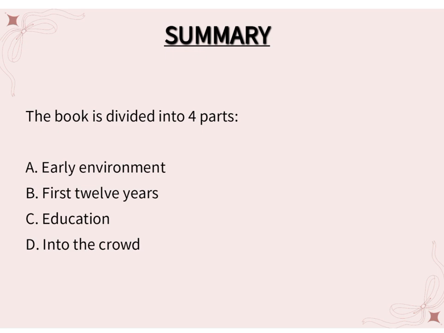Now let us move on to the summary part. The book is divided into four parts. The book A is early environment, book B first 12 years, book C education, and the last book is into the crowd.